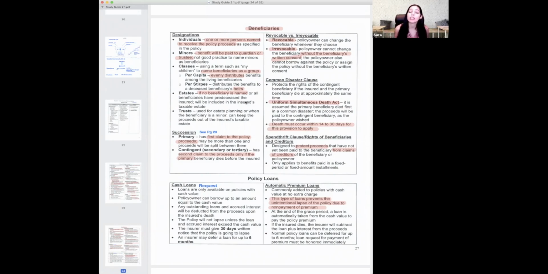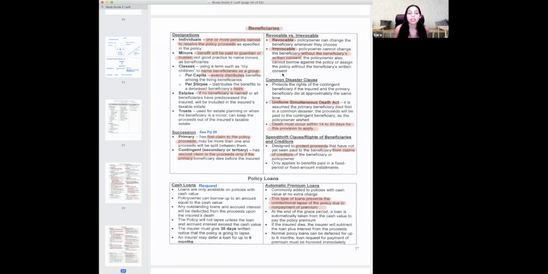What happens? Now, if the insured, the person covered in the policy, passes away at the scene of the accident and the primary dies in the ambulance, driving away, who died first? The insured. The insured died first, the primary died second, and I said the only way the contingent would ever get any money is if the primary died first, and that wasn't the situation. So what happens? Supposedly the primary is supposed to get the money.